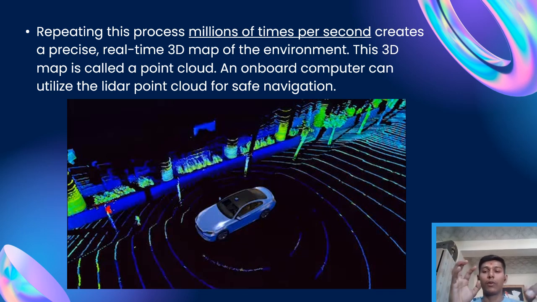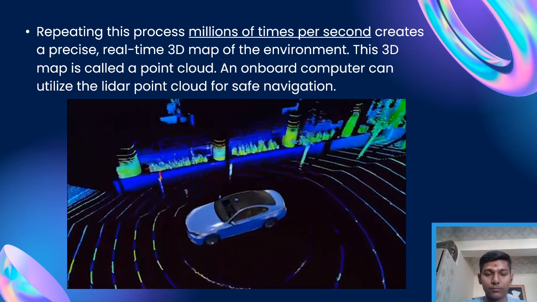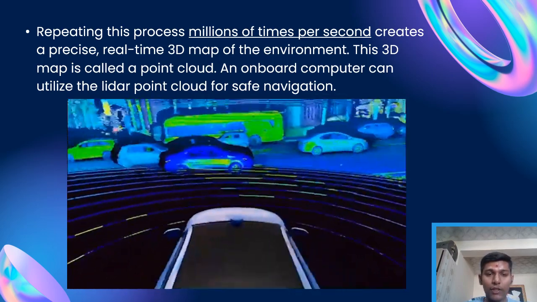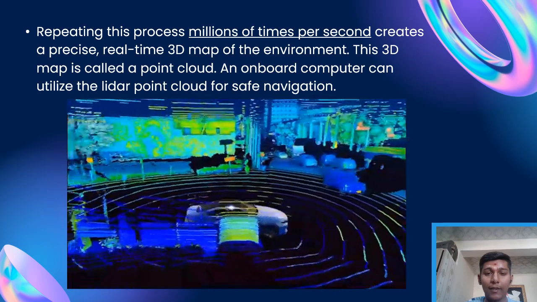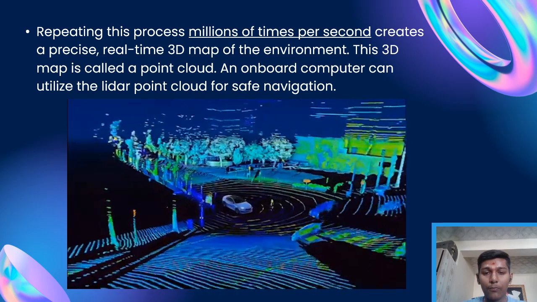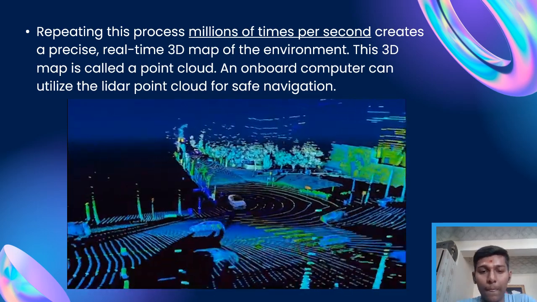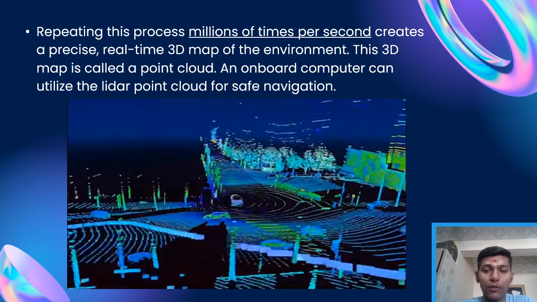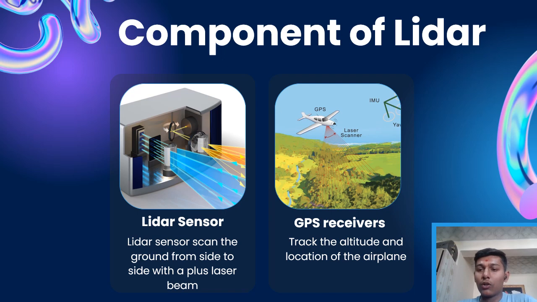And we can see here a video, so we are clear about that. Here a car has a lidar system, and it emits waves, and from these waves it creates a depth map of its surrounding environment. In a lidar system there are four main components: lidar sensor, GPS receiver, computers, and IMU.